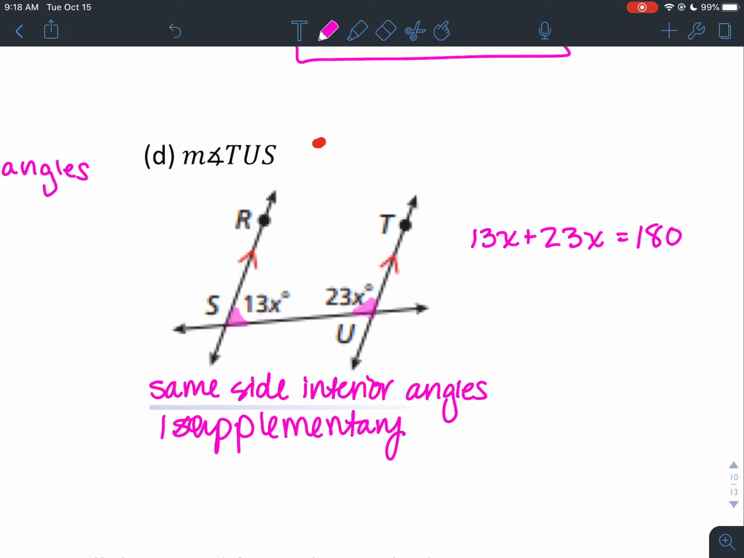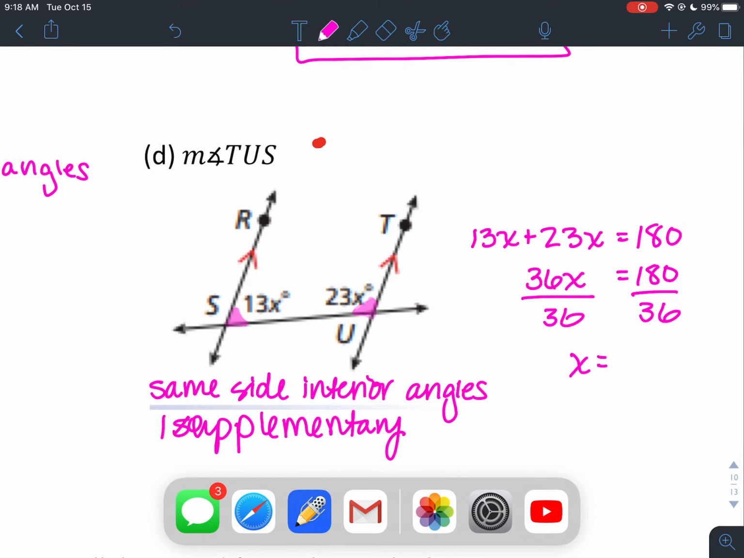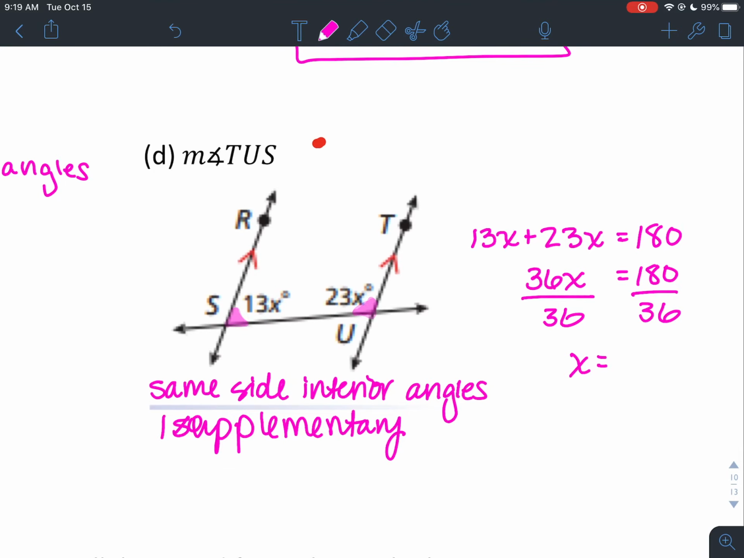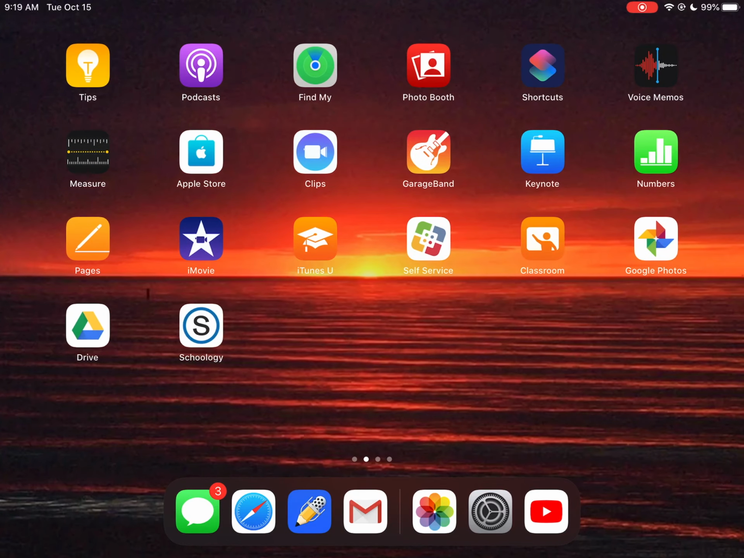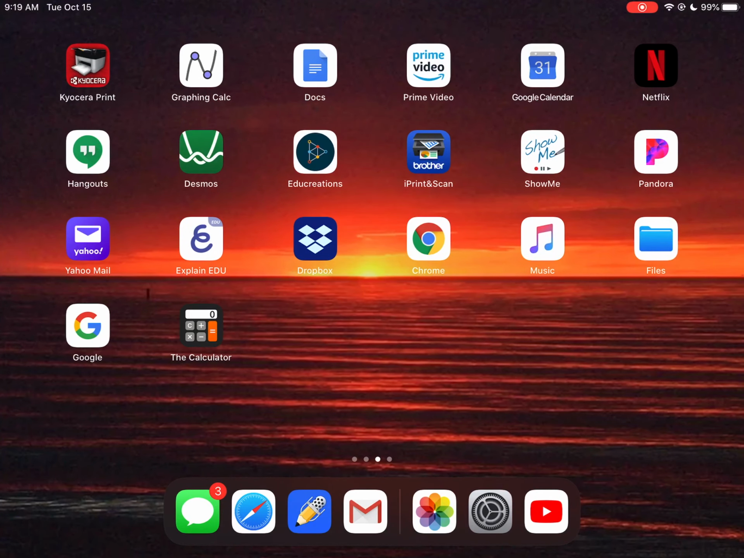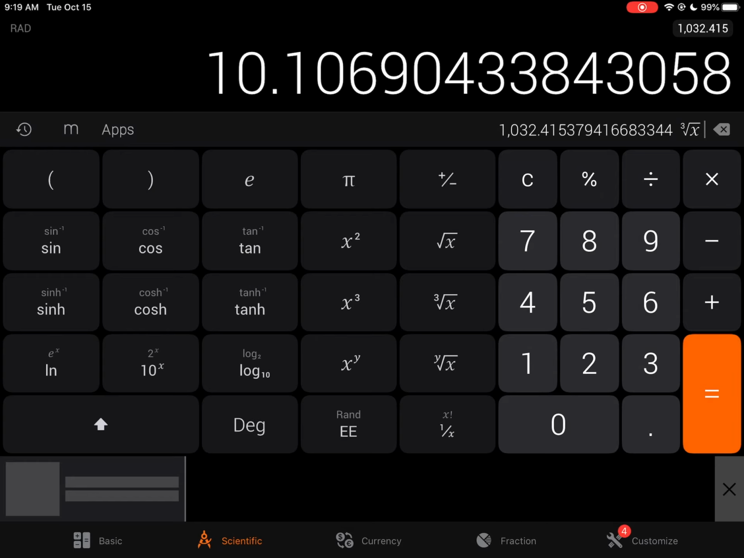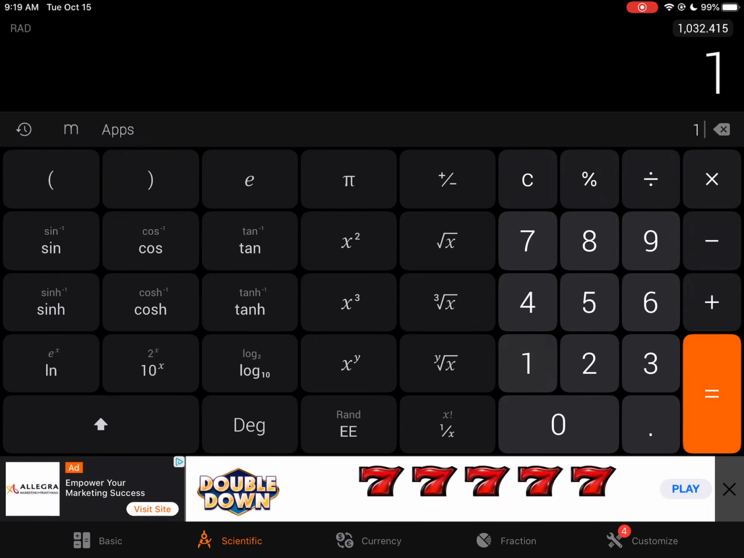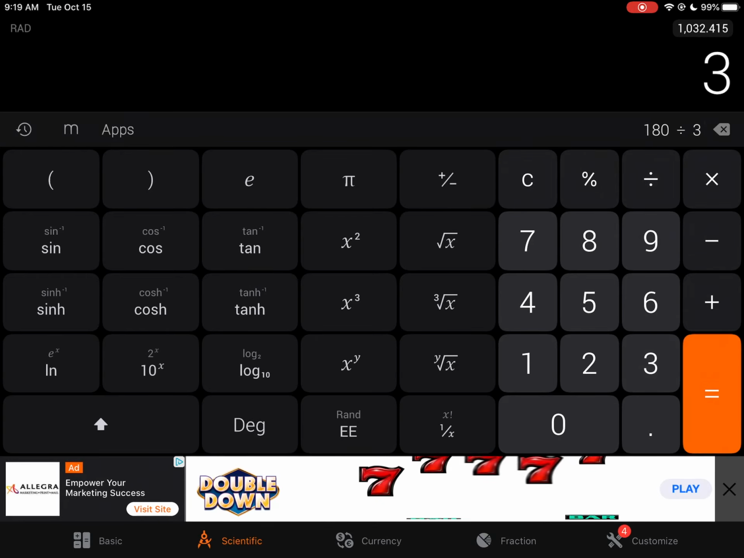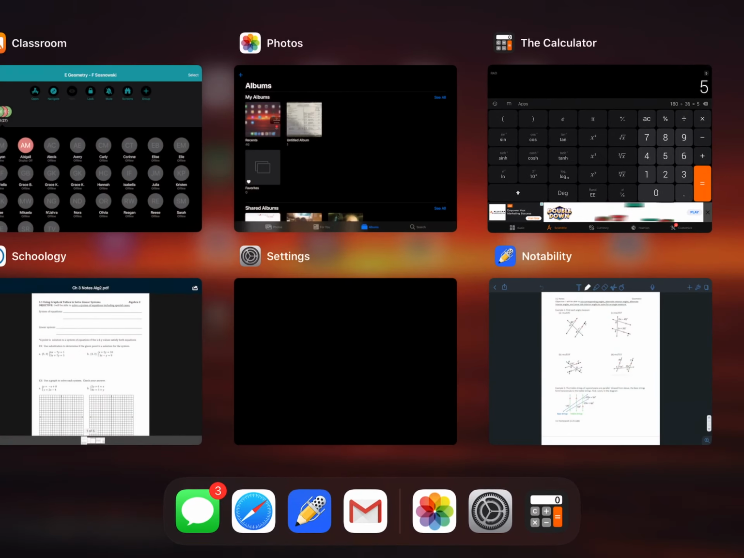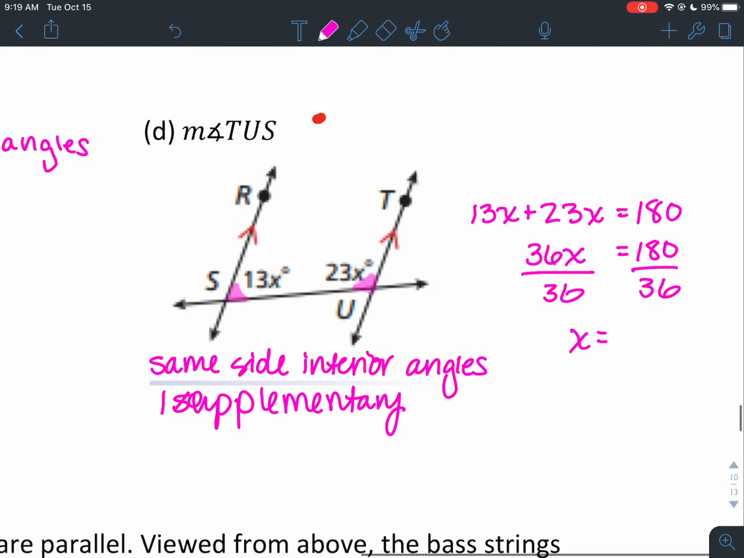So now 23x plus 18x is going to give me 36x. And if I divide both sides by 36, then x equals 5. And wait, that's not what they want.